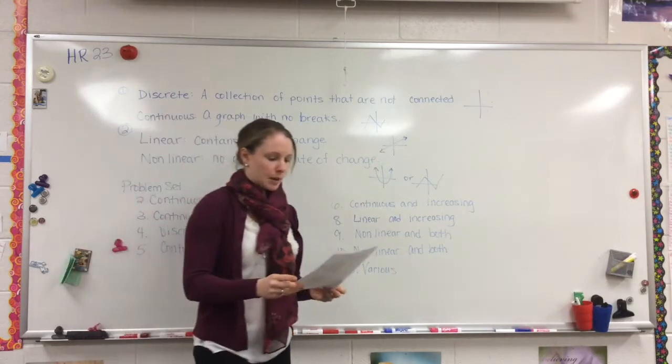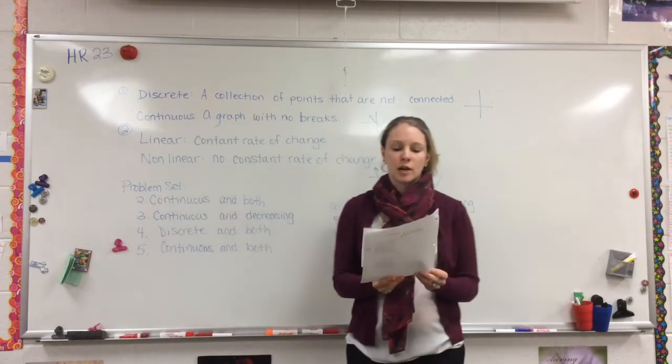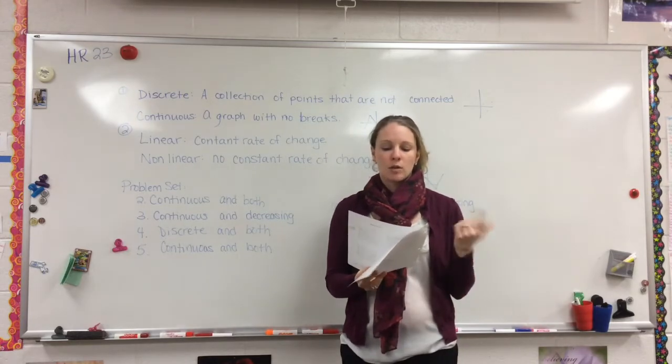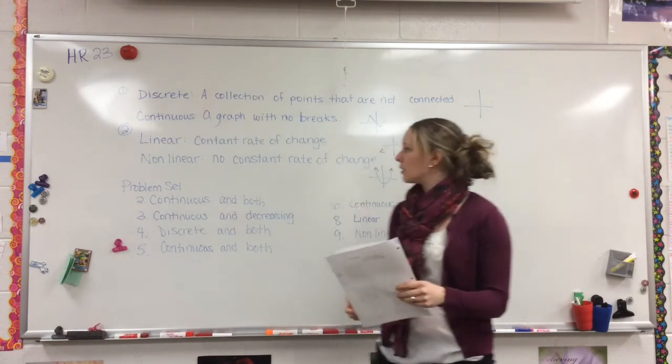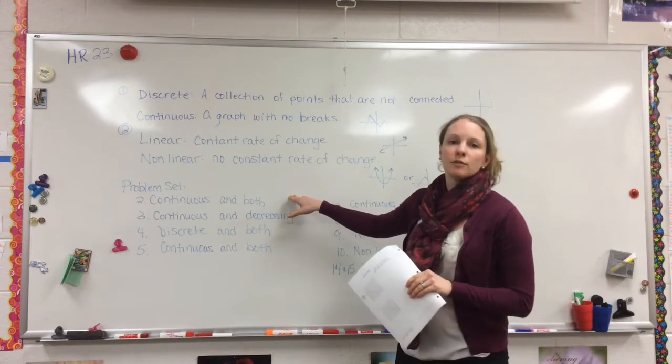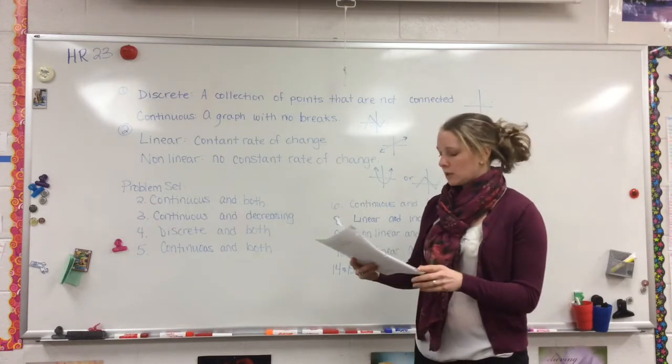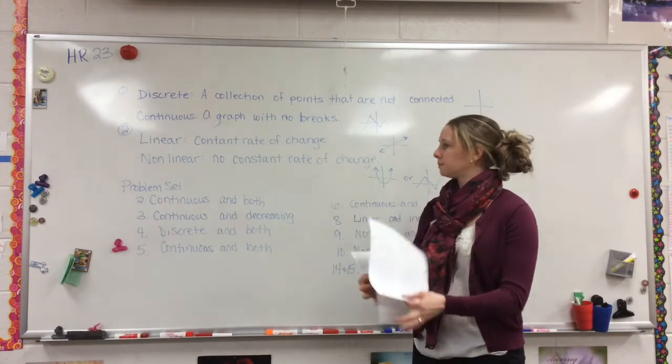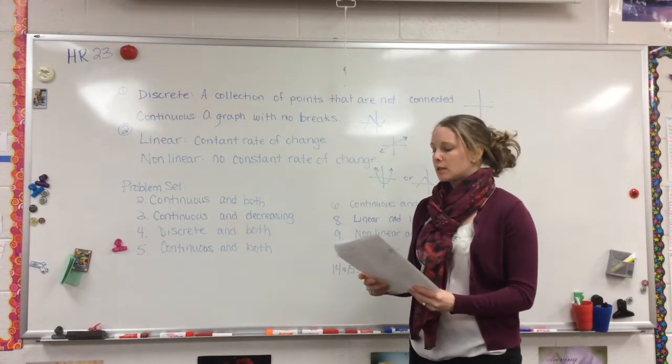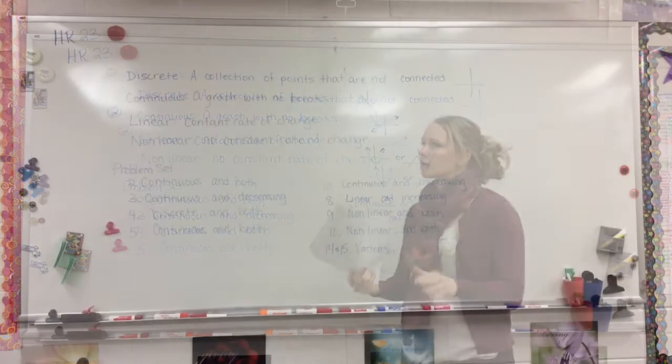In the problem at the bottom, it asks you to tell if each graph is discrete or continuous, and whether it's increasing, decreasing, both, or neither. Number one was done for you. Number two was continuous and both increasing and decreasing. Number three is continuous and decreasing.